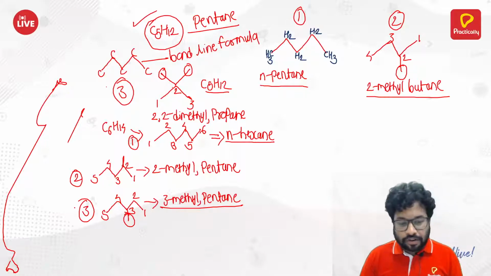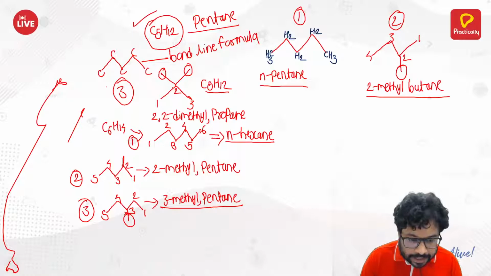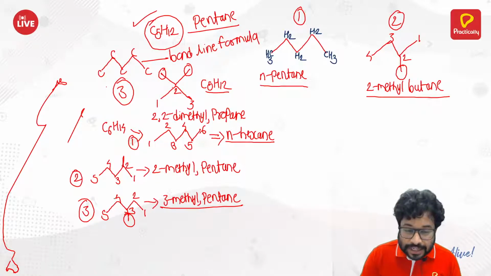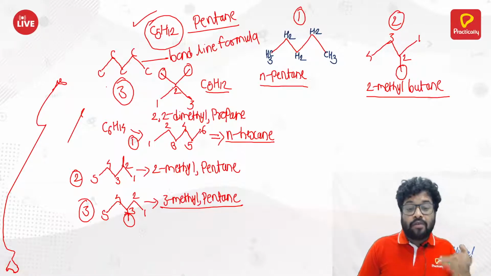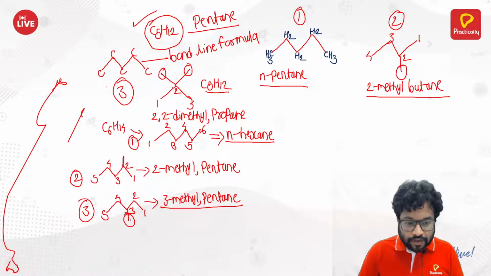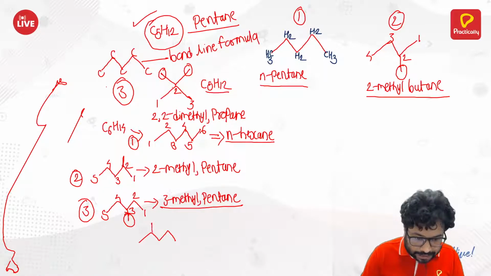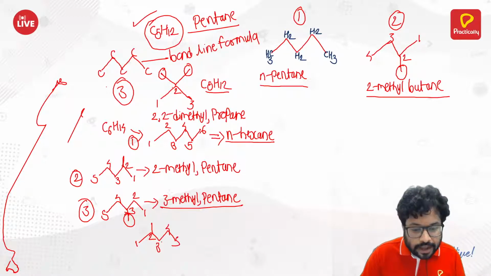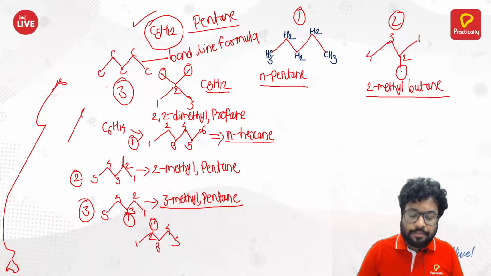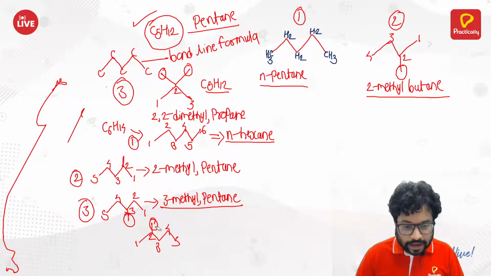Now, what is the fourth one? What can we do? Now, you might say, sir, we can plug this and attach it here. No, if you do that, it will be the same as the second. Why? Because you always start counting from that end where you have more branches. So if I plug this methyl and attach it here, you will start counting from this end. 1, 2, 3, 4, 5. Then it will again be 2-methyl pentane. So it will be the same as it was earlier. Okay, it is not going to be different. So we need a different compound.